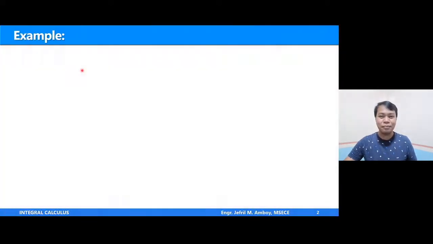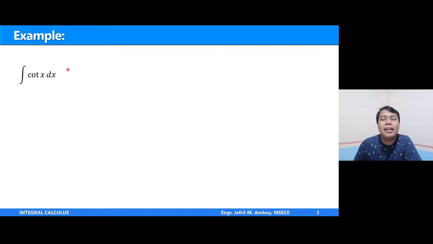Now, here's the first example. We want to integrate the cotangent of x dx. Alam na natin ang integral ng sine. Ang integral ng sine, negative cosine. Ano naman ang integral ng cosine? Positive sine, di ba? Now, how about cotangent? Paano mo i-integrate ang cotangent? Actually, to integrate cotangent of x, you need to express this in terms of sine and cosine, di ba?